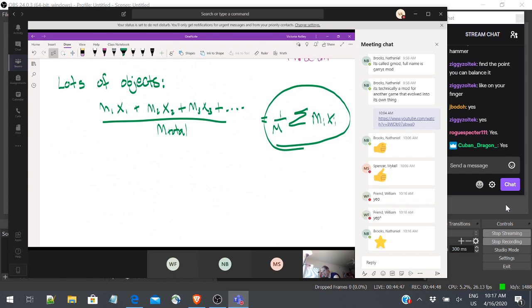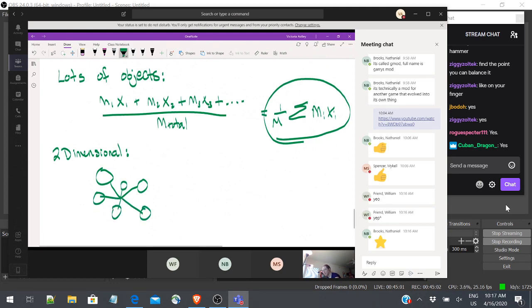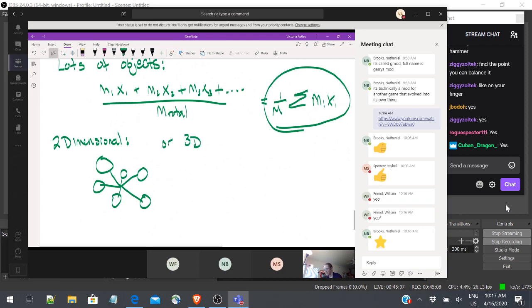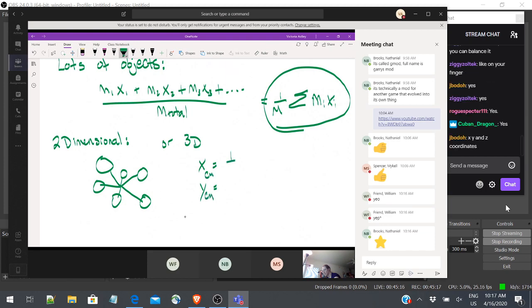And then if it is two-dimensional, like if you have a bunch of things attached, or if it's three-dimensional, what do you think you do? You do one for X, you do one for Y. Yep, X, Y, and Z coordinates.